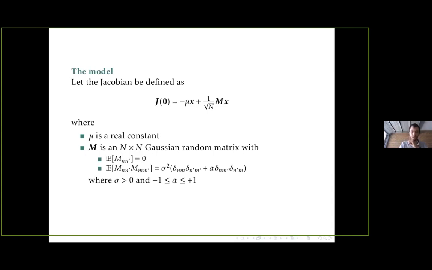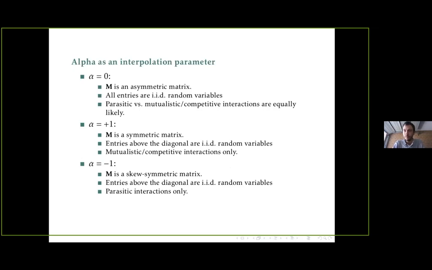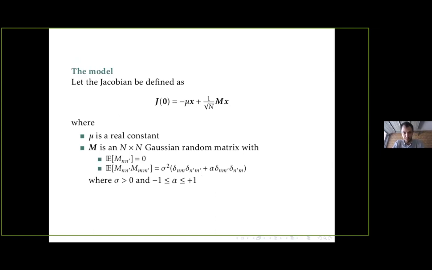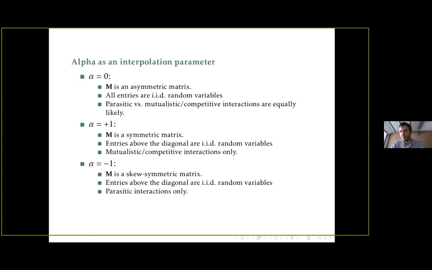Okay. So the interpolation alpha. If you take alpha equals zero, so that is just like here in the covariance, the second term here, the deltas here are Kronecker deltas, right? So delta mn is equal to one if m is equal to n and zero otherwise, okay? Alpha equal to zero, the second term is zero, and that corresponds to the case where all the entries of the matrix are IID distributed, okay?